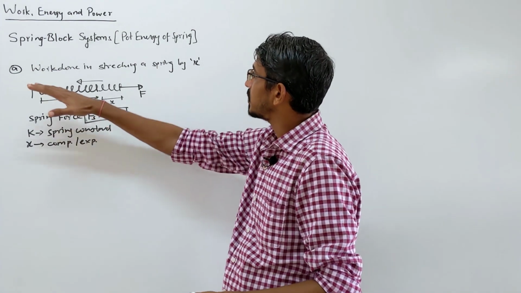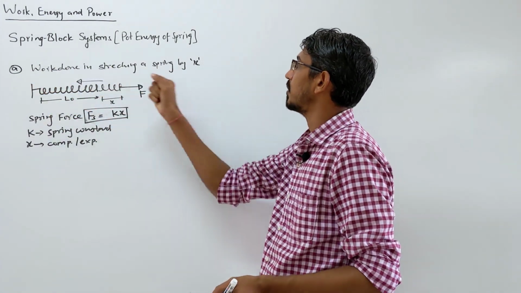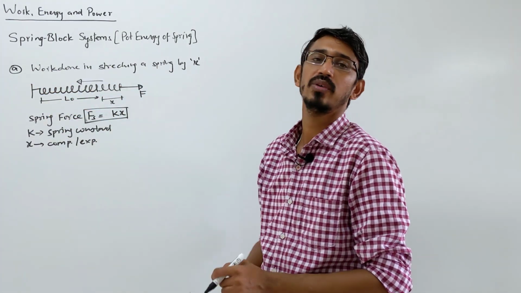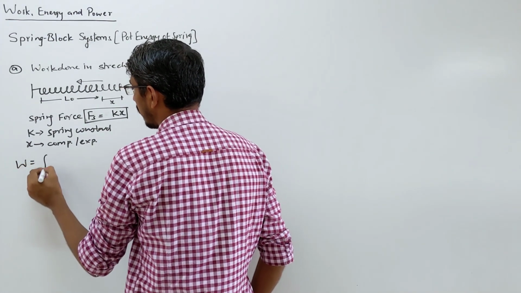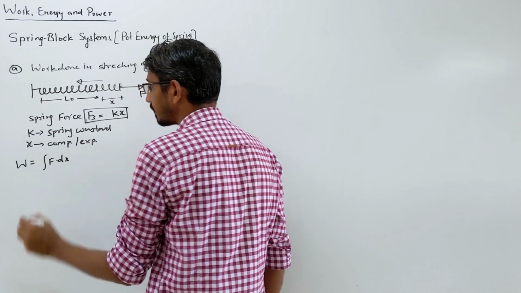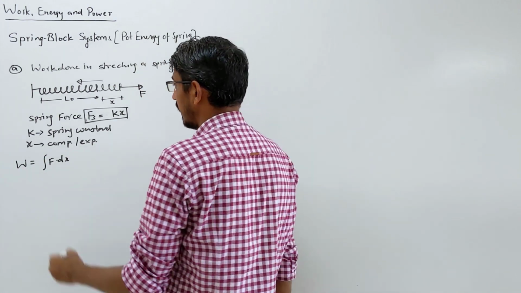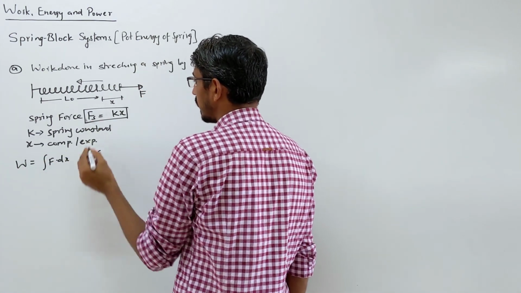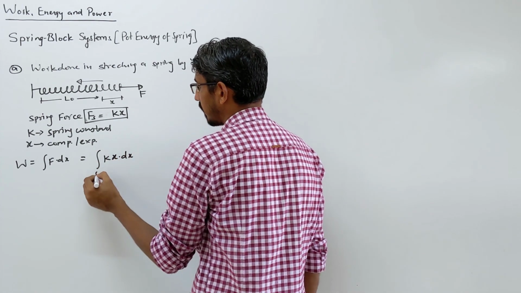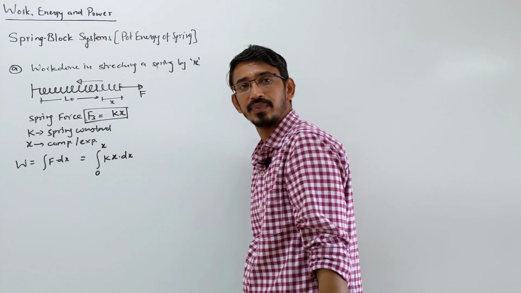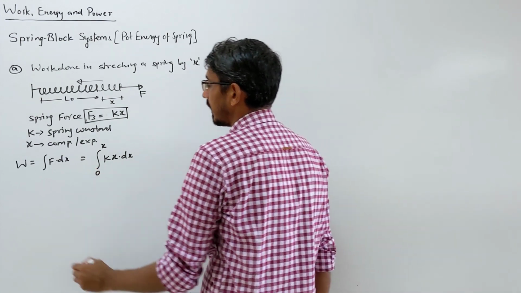So the first simple question is, we have to calculate the work done in stretching or compressing this spring by X amount. The general formula of work done is the integral of F dot dx. Here the force means the spring force, that is kx, into dx, and we are expanding from 0 to some amount X.